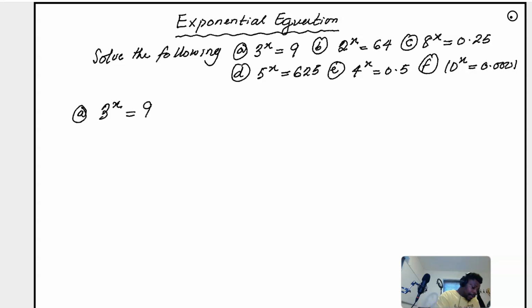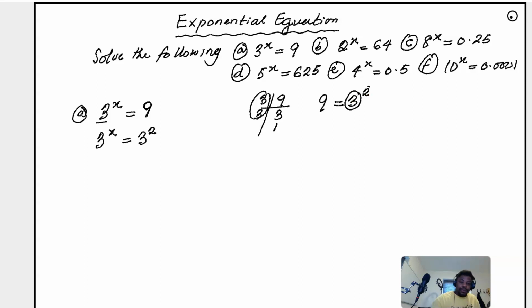Let's check this out. This is 3 raised to the power x. Let's check 9. What can go in 9? 3 can go in 9. How many 3 can you get in 9? 3. Then 3 here, 1. So it simply means that 9 is equal to 3 raised to the power 2. That means you need to multiply 3 with itself twice to get 9. So I can say 3 raised to the power x is equal to 3 raised to the power 2.